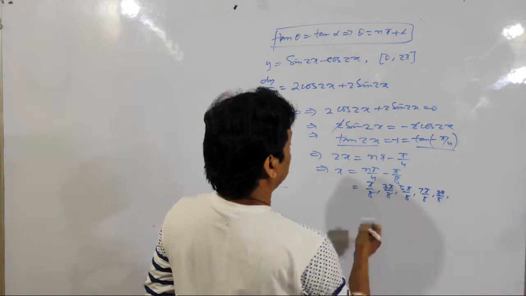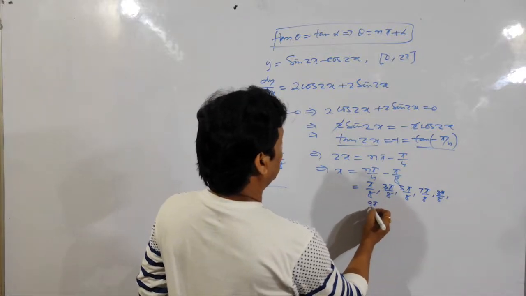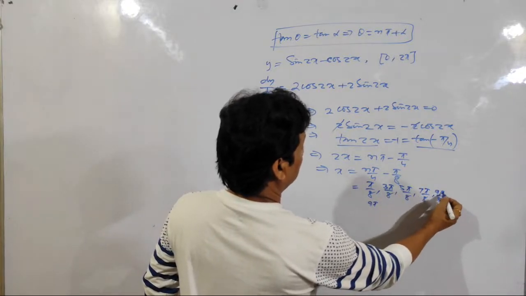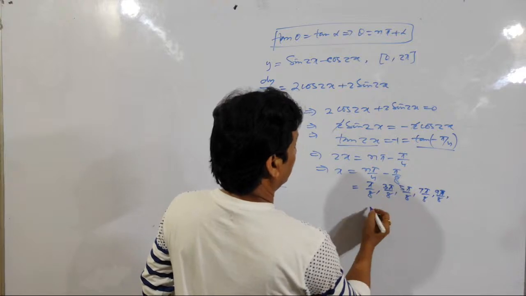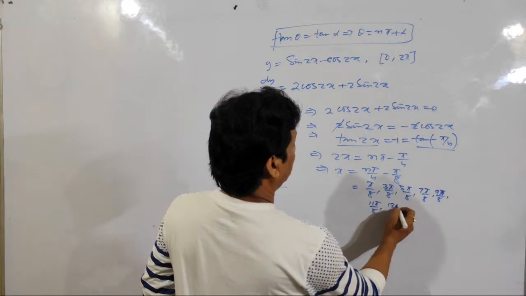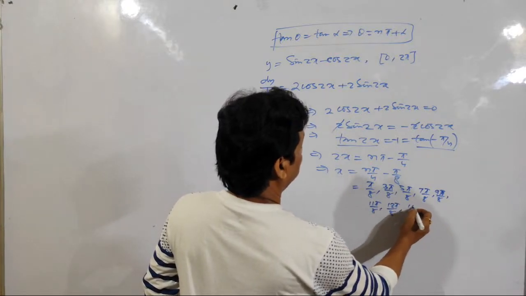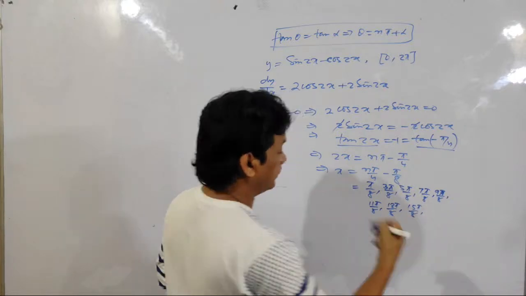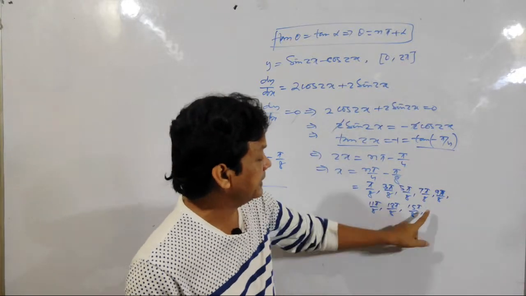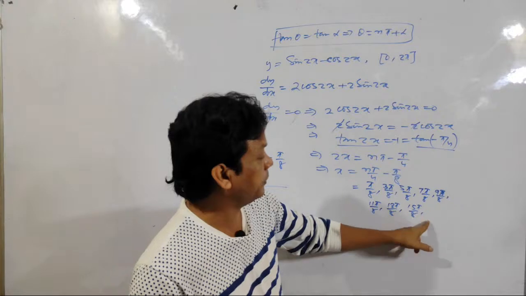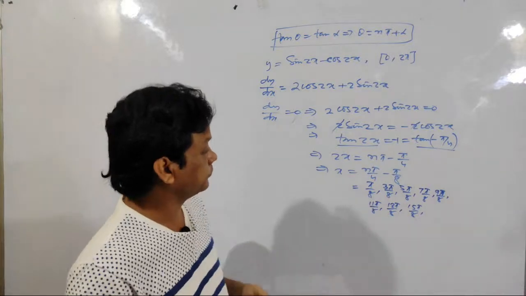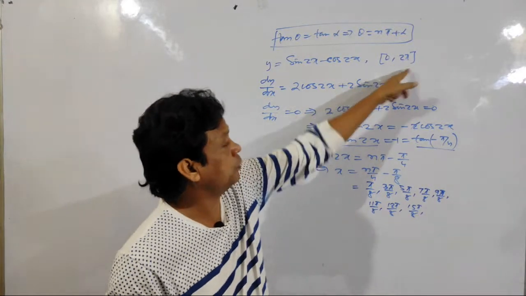And then 9 pi by 8, then 11 pi by 8, 13 pi by 8, and 15 pi by 8, because after that it will be 17 pi by 8 and it will overtake 2 pi, because 16 pi by 8 is 2 pi, so 17 pi by 8 will be greater than 2 pi. So you should consider only this much, because it is given that from 0 to 2 pi.